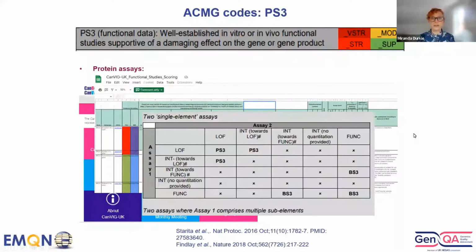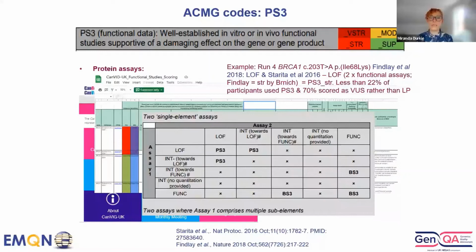And also in the guidelines, because this is from the consensus guidelines, we've got a couple of tables showing how you combine the evidence. A good example of this is back in run four, we had this p.Ile68Lys in BRCA1. And that was found to be loss of function on both the Findlay et al. assay and the Starita et al. assay. So we know that we can use PS3 at strong, but at that time, less than 22% of participants used PS3 and 70% of participants scored this variant as a VUS rather than a likely pathogenic, which obviously has significant implications for that variant. So this run was before the Brnich guidelines came out. So hopefully this is now improving as people are aware of them.